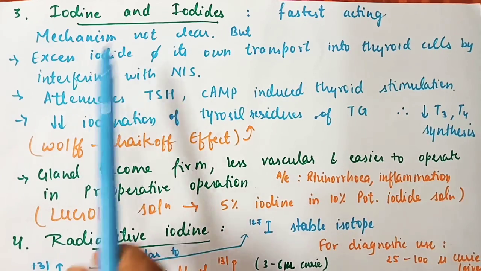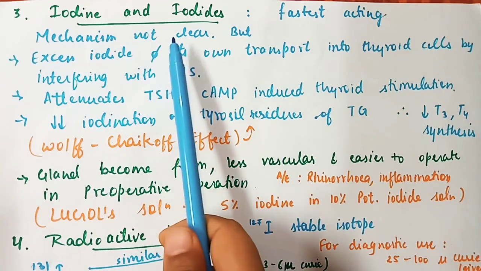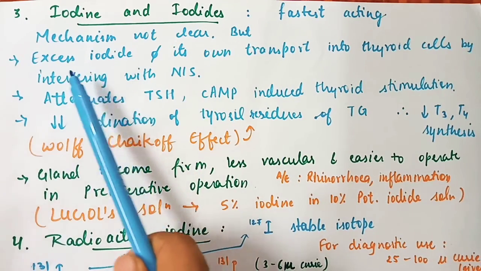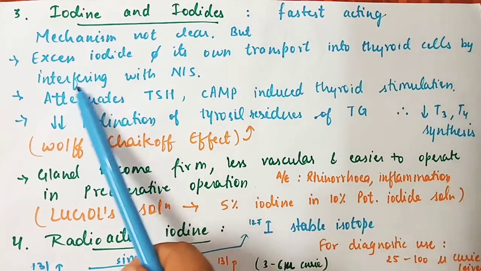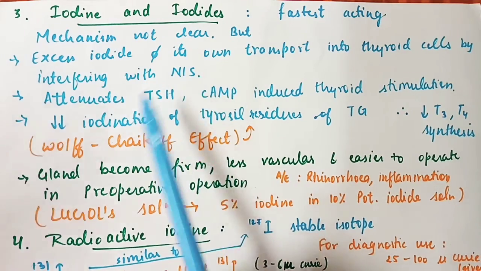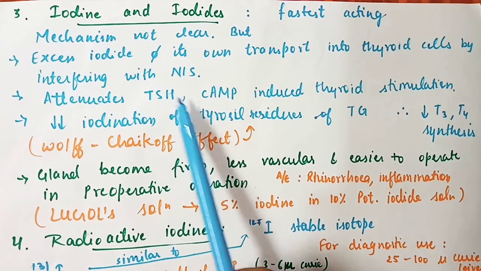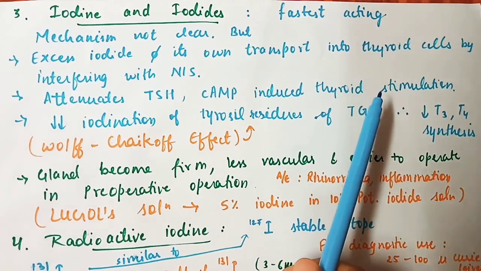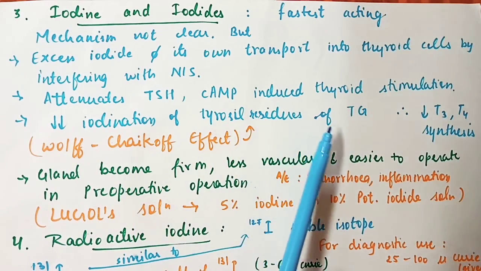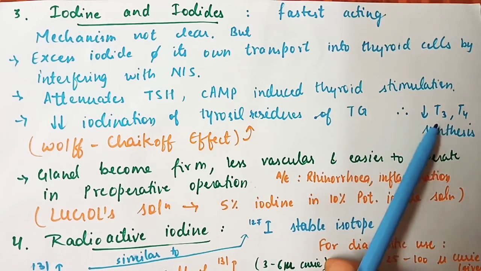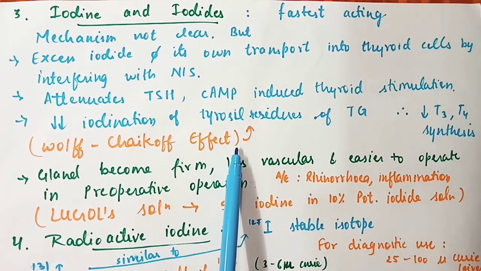Next class is iodine and iodides. This class is the fastest acting class. The mechanism is not clear, but it is identified that excess of iodide itself inhibits its own transport into the thyroid cells by interfering with the NIS symporter. It also attenuates the TSH action, that is thyroid stimulating hormone action, as well as the cAMP induced thyroid stimulation is also inhibited. They cause decrease of iodination of tyrosyl residues of thyroglobulin. Therefore, the synthesis of T3 and T4 is also decreased. This process is known as the Wolff-Chaikoff effect.